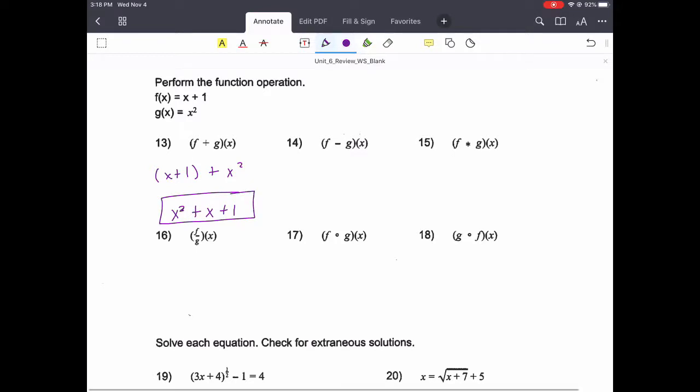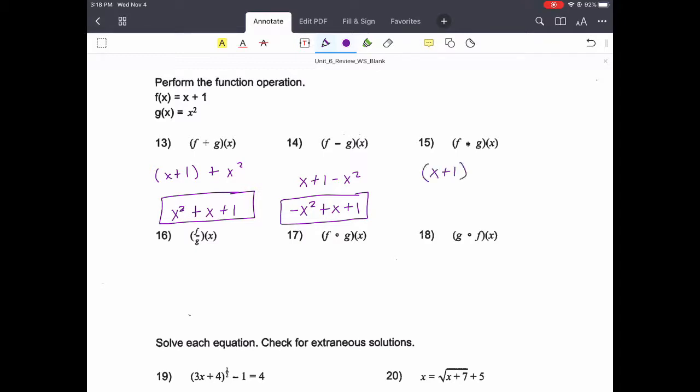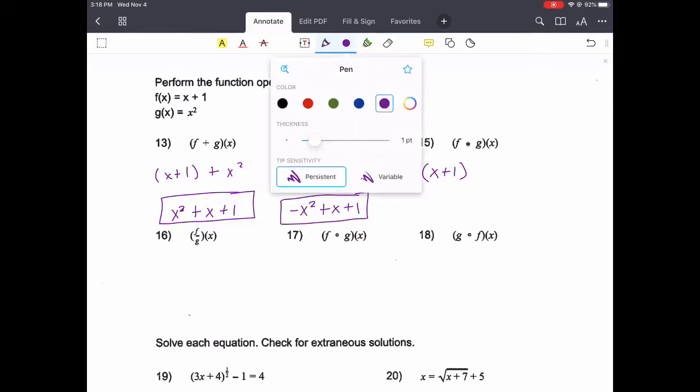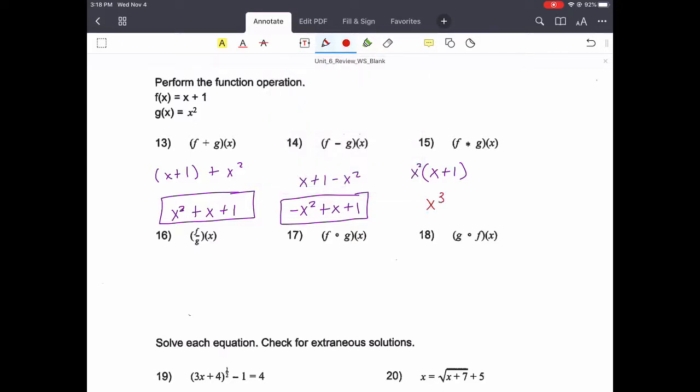Here, f minus g. So x plus 1 minus x squared. We can rewrite this in standard form, negative x squared plus x plus 1. Here, this is multiplication, so we've got x plus 1, and we're going to multiply that by x squared. So our answer becomes x cubed plus x squared. Here is division, so we've got x plus 1 over x squared, and that's all we can do with that one.